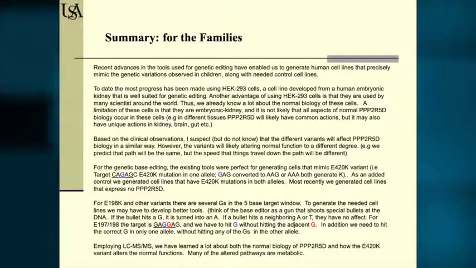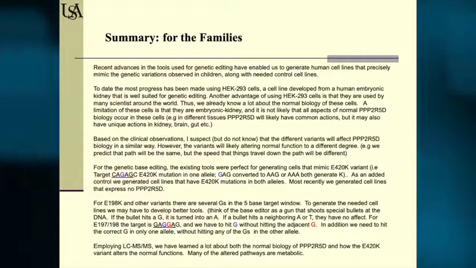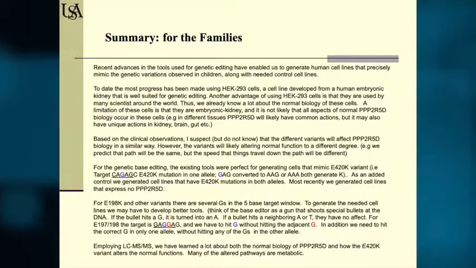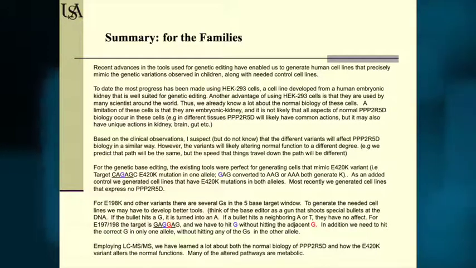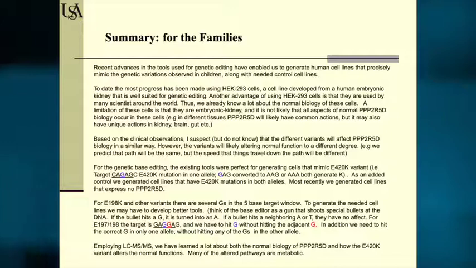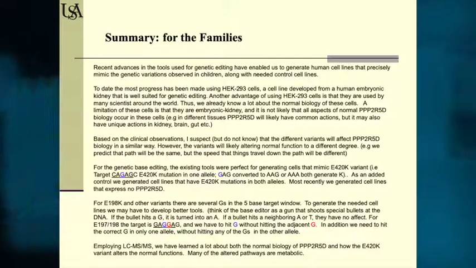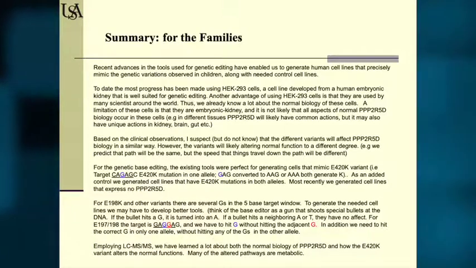The 198K has been giving us trouble in the respect that the editing window here has 2 Gs, and we have to hit this one without hitting this one, or vice versa. And so we've been generating cell lines that have both. And also the other challenge is we have to hit just one allele. And so we've got lots of cell lines that have double mutations and homozygous mutations for 2. And so we may have to make better tools for that.